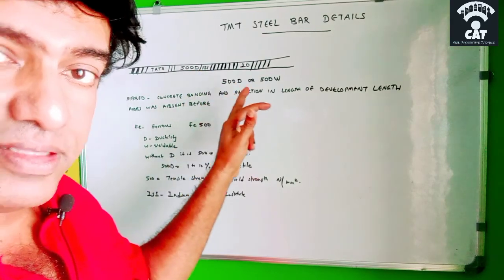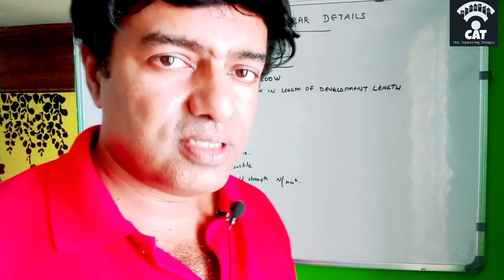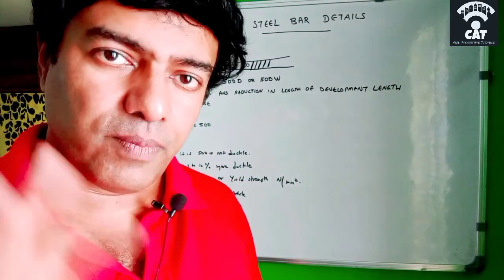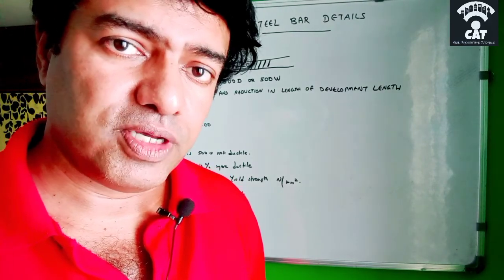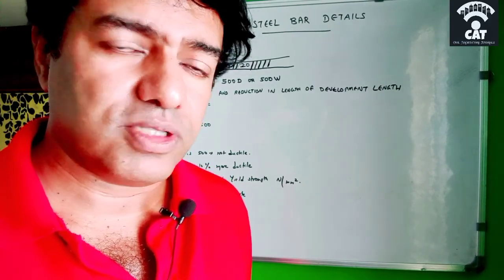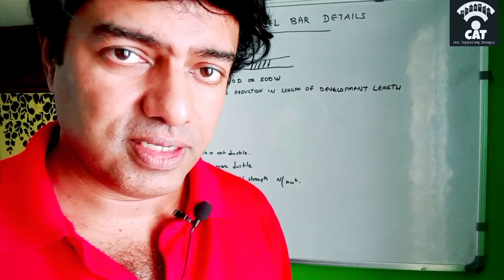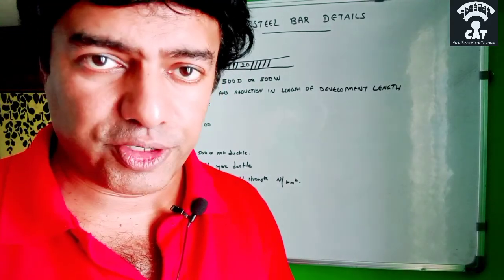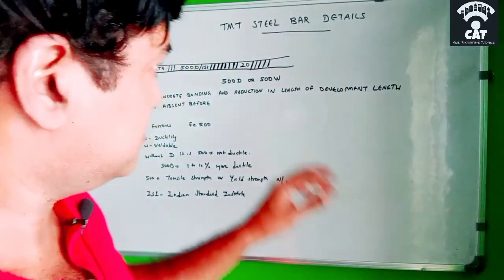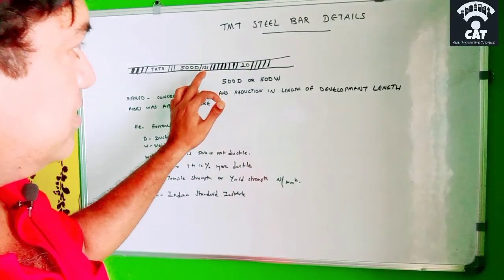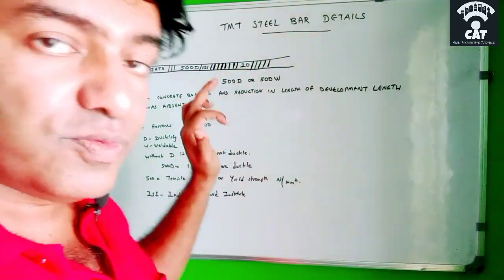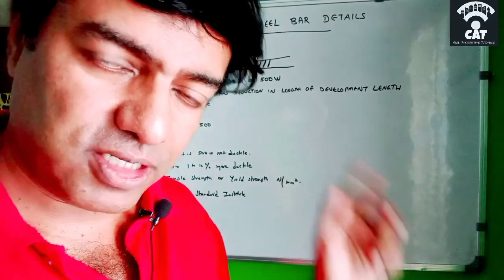Then ISI, Indian Standard Institute. They give a mark which is a reference to the industrial standard. All industrial products should have ISI. Otherwise, we cannot assure the quality of it. So we should see whether it has an ISI mark. And then this is 20. 20 is the diameter of that steel rod.